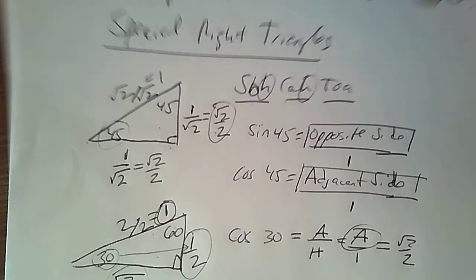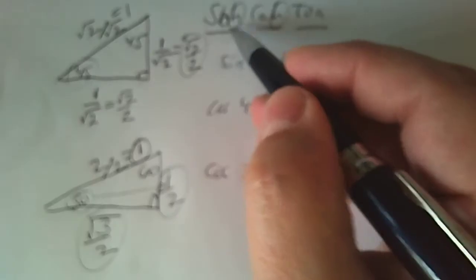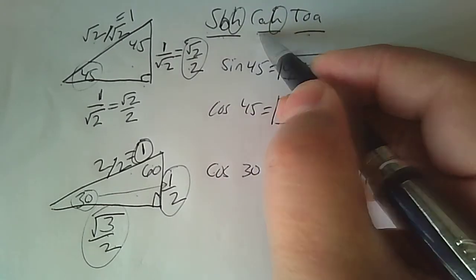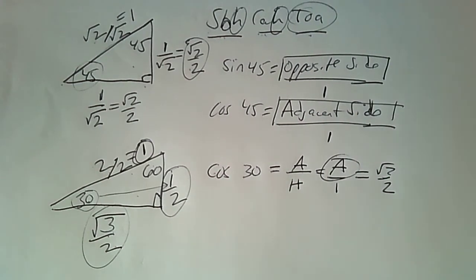And the reason we want the hypotenuse to be 1 is so in our definitions, we don't have to divide. Instead, all I need is the opposite side or the adjacent side. Now notice tangent doesn't involve the hypotenuse, so it's not affected by that. But for sine and cosine, it's easier when the hypotenuse is 1. All right, let's shift over.